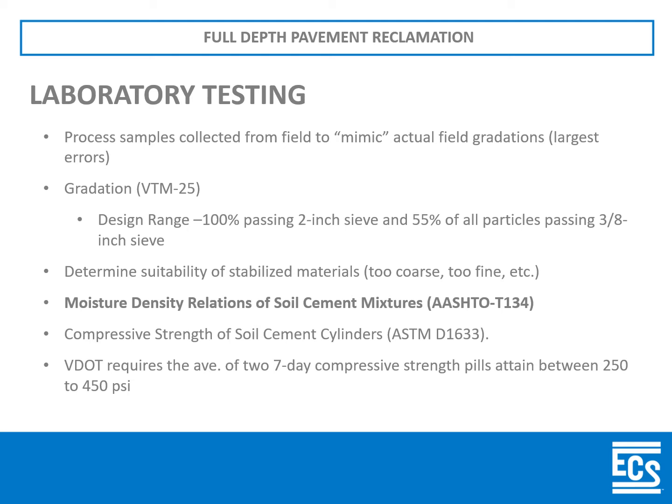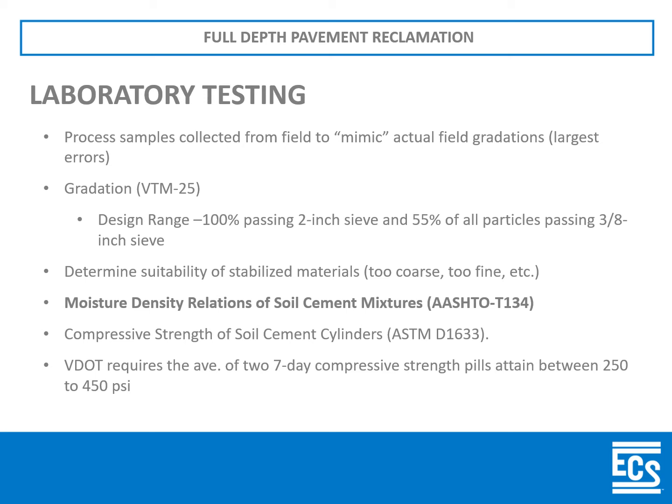The next step is the moisture density relations, which is again AASHTO T134, and then we mold our compressive strength cylinders, and then we do compressive strength testing on the pills, again between 250 and 450 psi. If a strength is below 250, we don't believe that the section is strong enough to support the design criteria for what the roadway design has been established to.